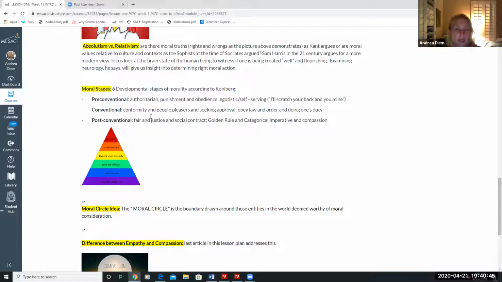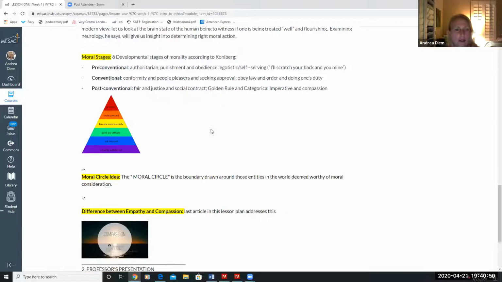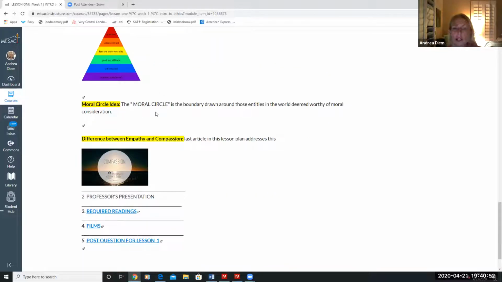So the post-conventional really focuses on social contract, fairness and justice, compassion, and so forth. Okay, the moral circle idea I've already covered, but it's not a circle of the people you love. It's more the circle of which you ask yourself, are my actions impacting them? The answer is going to be yes, because any action you do impacts those around you and those even larger than that. And do you care about that? Is that part of your moral concern? If it is, then they're part of your moral circle. And the more expansive the moral circle, the better it is for the world, for the planet, for you.